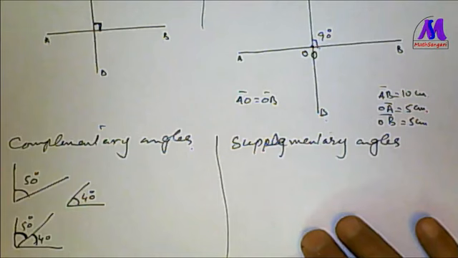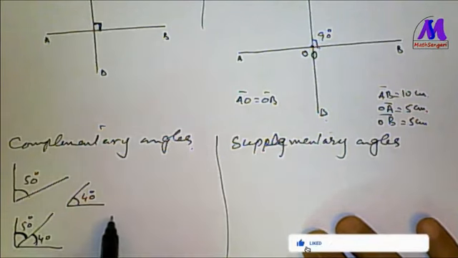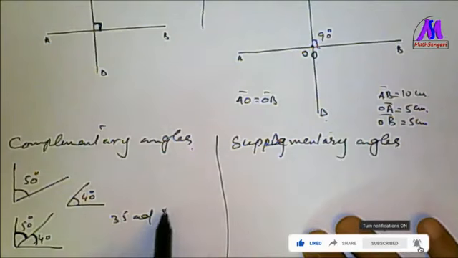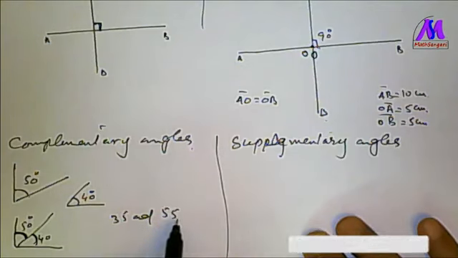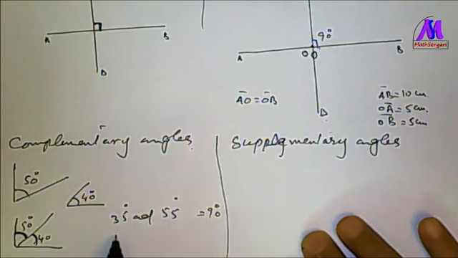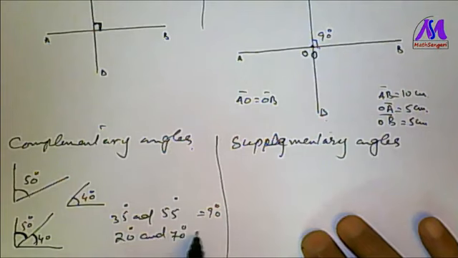Take an example of other complementary angles. Yes, 35 and 55. When you add them, 55 plus 35 degrees, it will be equal to 90 degrees. So 35 degrees and 55 degrees are also complementary angles to each other. Same case: 20 degrees and 70 degrees is also equal to 90 degrees. So 20 degrees and 70 degrees are also complementary angles to each other.